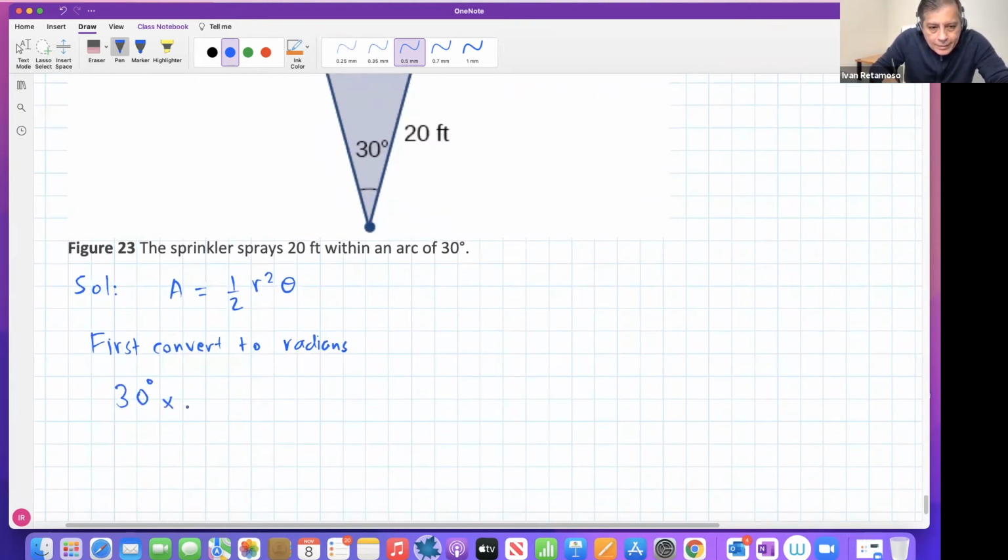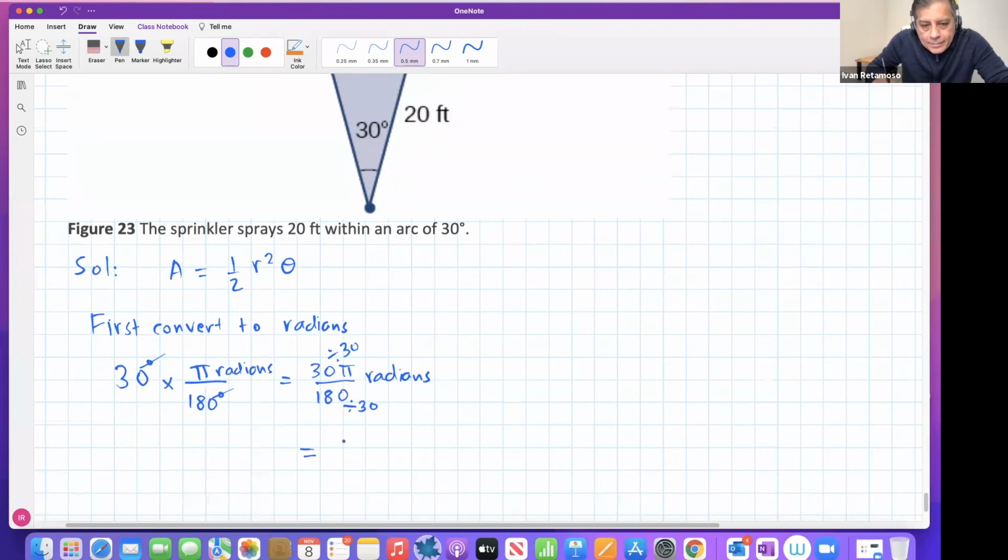30 degrees in radians is this: 30 degrees times pi radians on the top and 180 degrees on the bottom, to eliminate degrees and get radians, right? Let me write it so everybody can follow. After you eliminate the degrees, this is 30 pi over 180 radians. Now, dividing numerator and denominator by the greatest common factor, which is 30: 30 into 30 is 1, we don't have to write a one. 30 into 180, six, right? So it turns out that 30 degrees in radians is pi over six radians. So that's what we have to use for this formula.